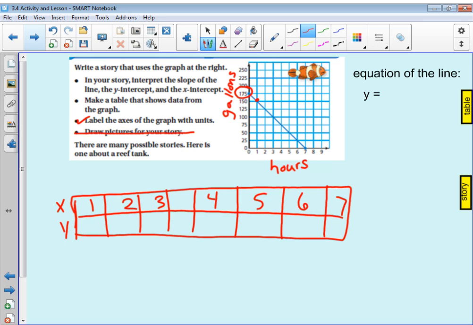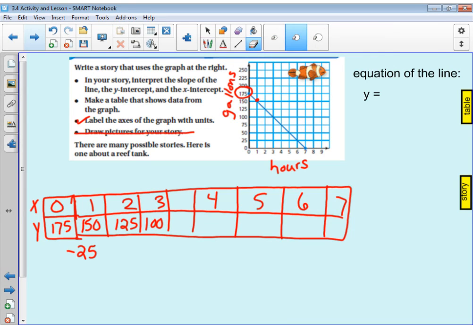And actually, I should have started at 0. So I'm going to make another box here, because 0 is going to tell us where we're starting, like when he first came into work. At 0 hours, there were 175 gallons, and then it drops 25 gallons each hour. So if it drops 25, that would be 150. Drops another 25, that would be 125, 100. And I totally messed this up, so we're just going to erase those lines.